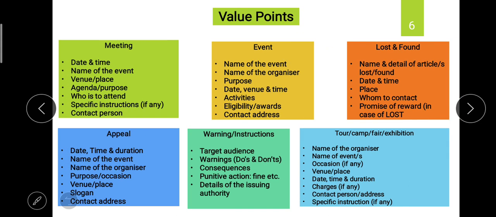Now, there are certain situations where we need to supply desired information. I have selected 6 such types of situations which are generally asked in board exams. First is meeting. If some meeting is going to be conducted, we need to supply date and time. In the message we need to write date and time, name of the event, venue, or you can say the place of the meeting, agenda or purpose of the meeting, who is to attend, means the resource persons or the person who is going to take that meeting, and the people who are going to take part in that meeting we need to make a mention of.